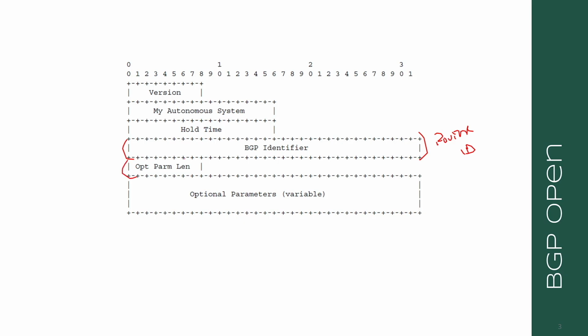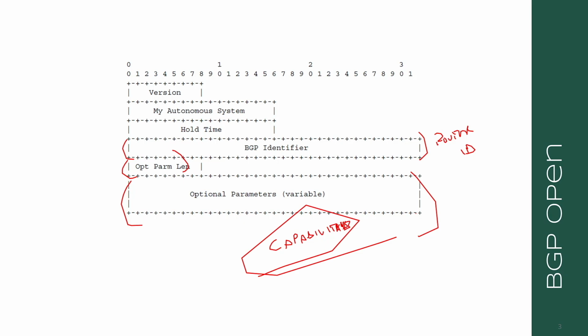My optional parameters length tells me the number of octets in optional parameters. So the optional parameters are primarily capabilities, but there are a few other things here. You can find online different kinds of capabilities that are parameters that are out there.